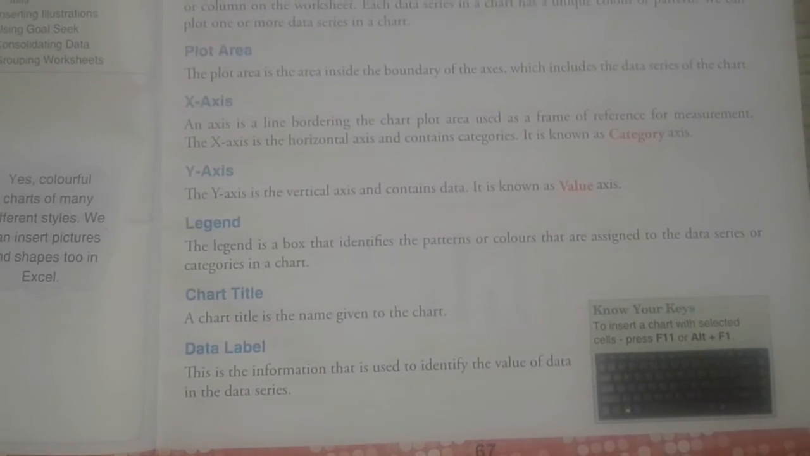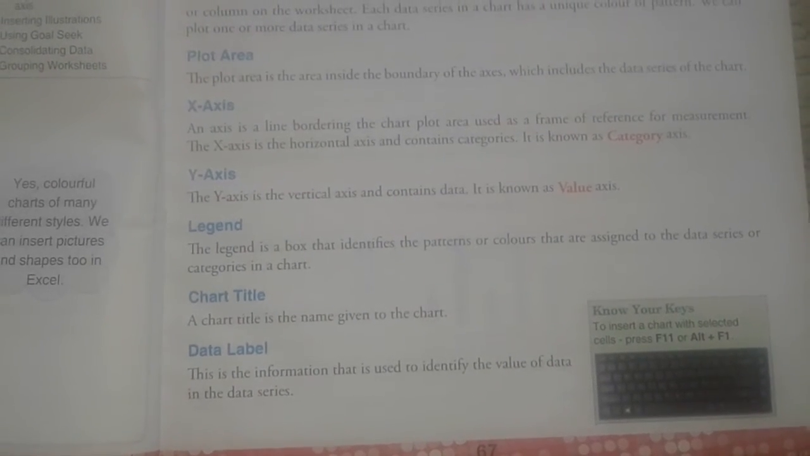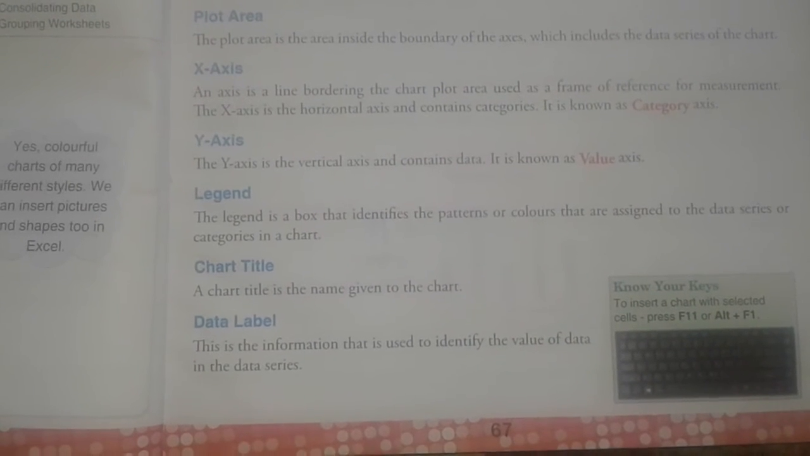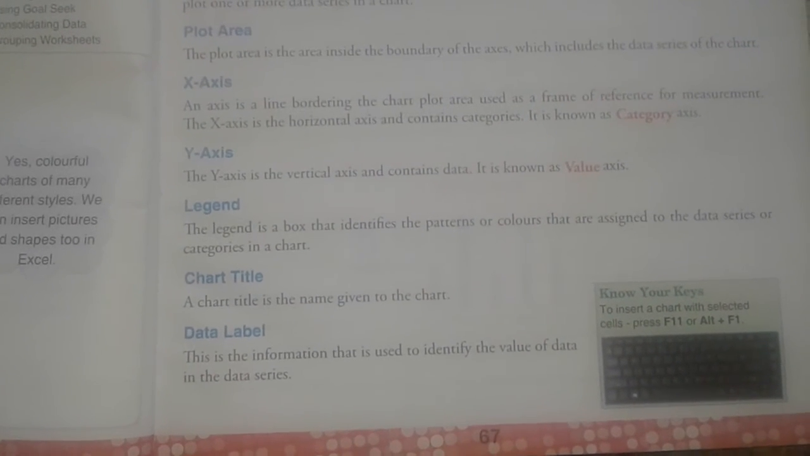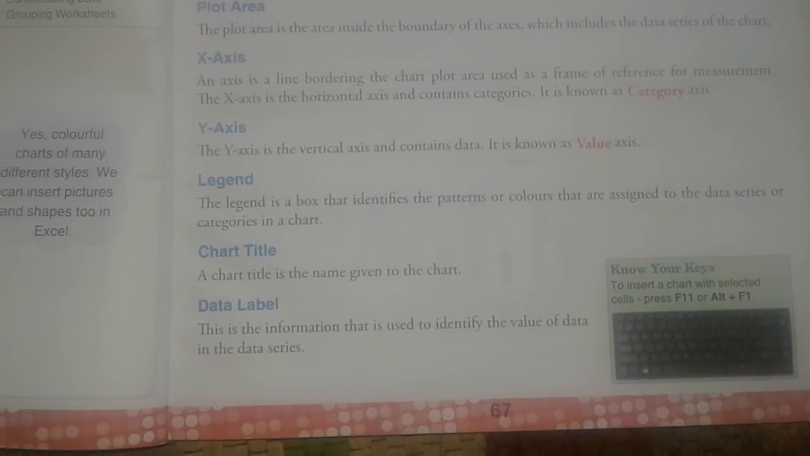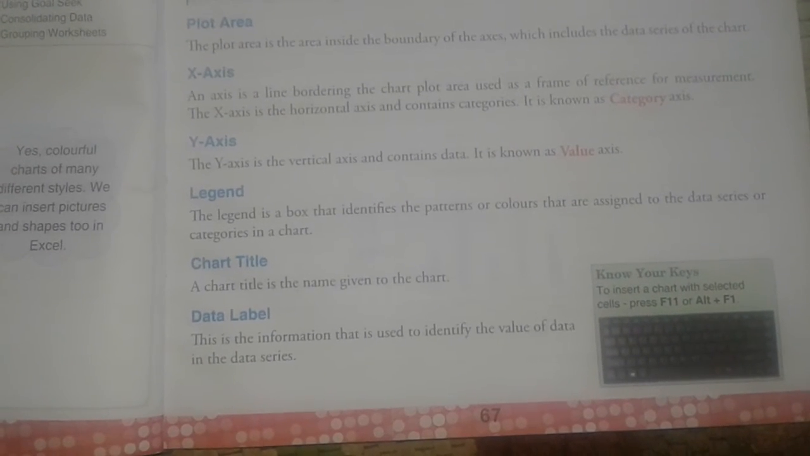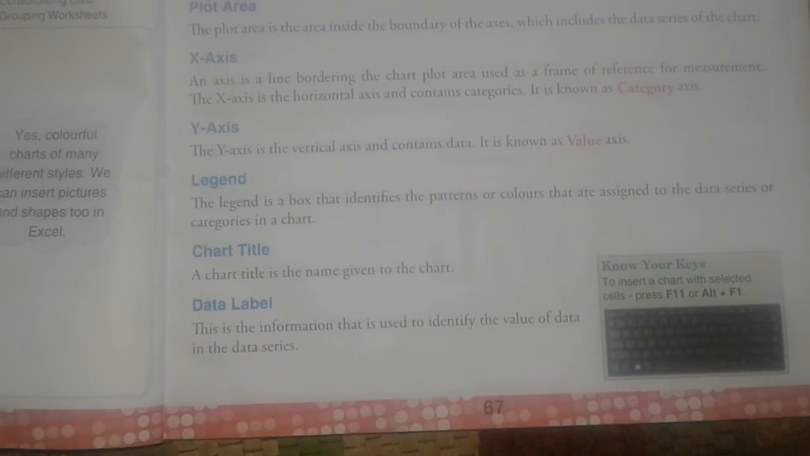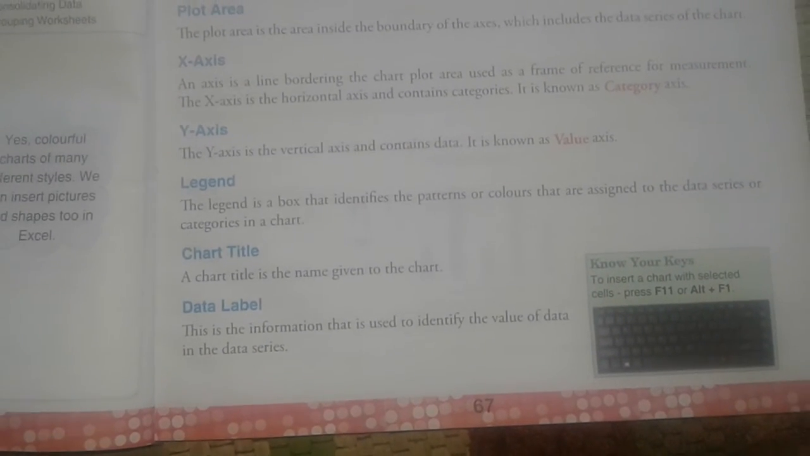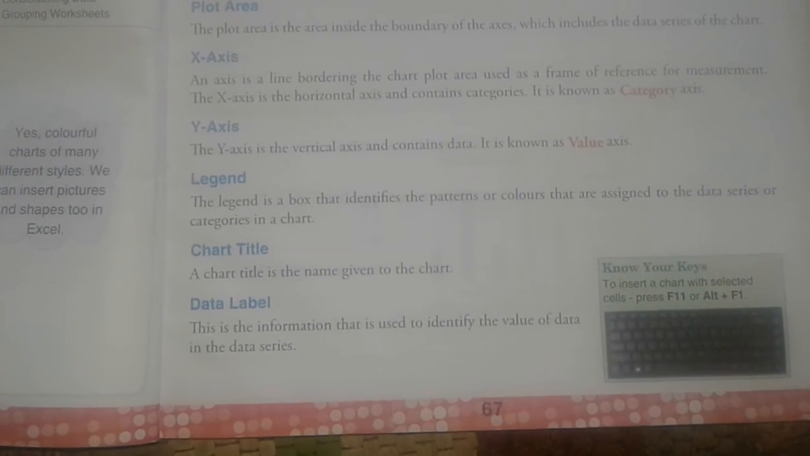What is legend? The legend is a box that identifies the pattern or color that is assigned to the data series or categories in a chart. Now moving forward, chart title. What is chart title? The chart title is the name given to the chart. Data label. What is data label? This is the information that is used to identify the value of data in the data series.